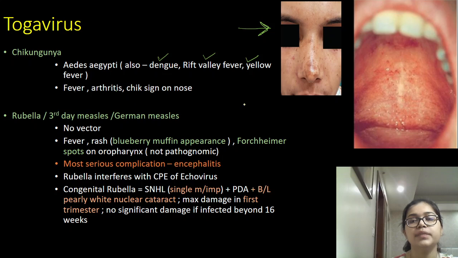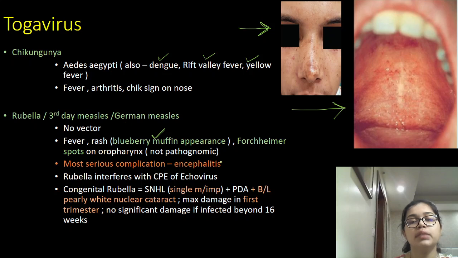This is chick sign on the nose, that is hyperpigmentation on the nose, typically seen in chikungunya along with fever and arthritis. Rubella, or third day measles or German measles, does not have a vector. So it's an arbovirus but does not have an insect vector. Fever, rash, again blueberry muffin appearance, just like fetal CMV infection. These are Forchheimer spots which are seen on the palate in case of rubella, but again these are not pathognomonic because they may be seen in measles as well.